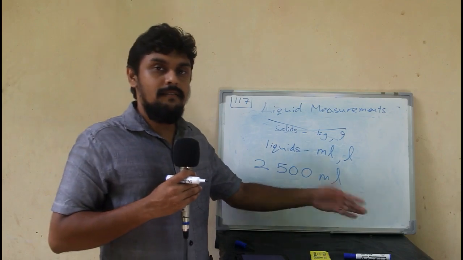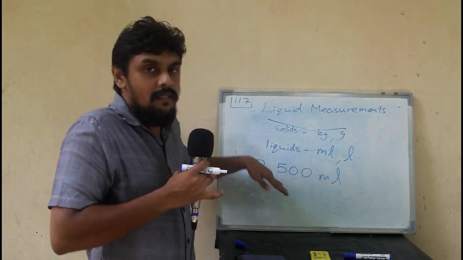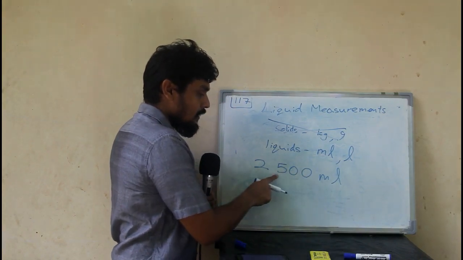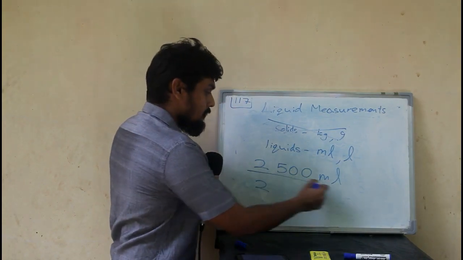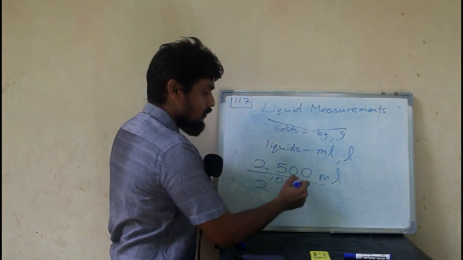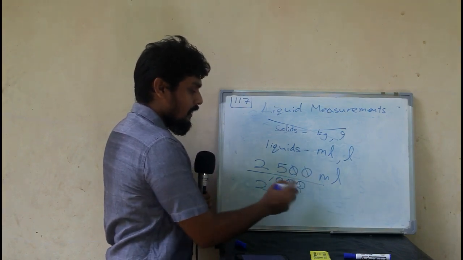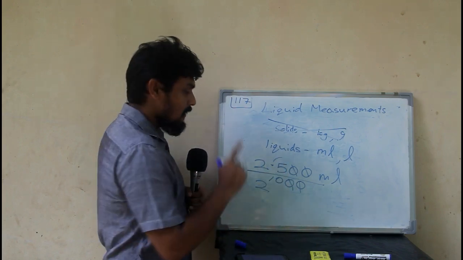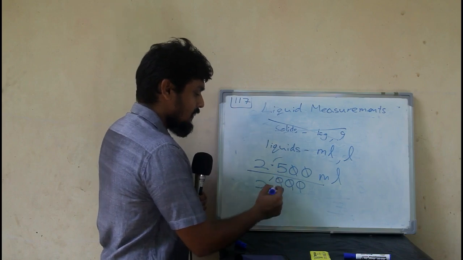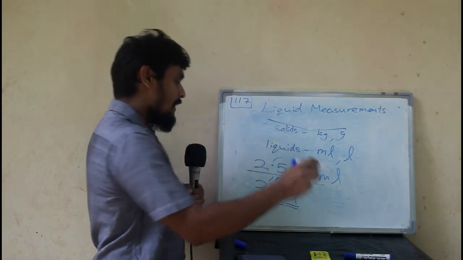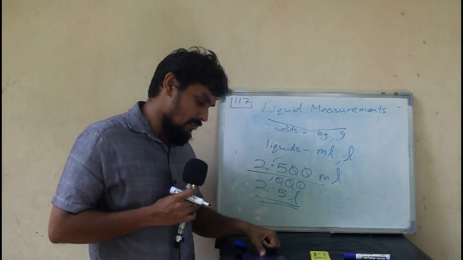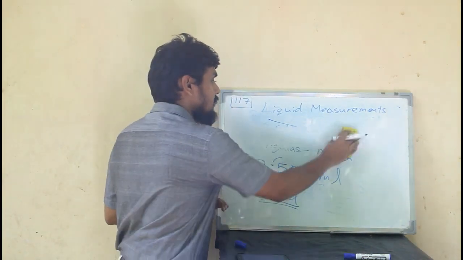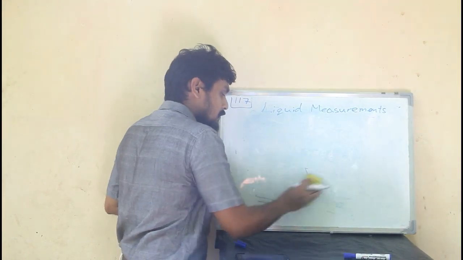If 2500 milliliters equals how many liters, how do we convert it? Yes, the milliliters are divided by 1000. So these zeros are removed and a decimal point is placed, so 2.5 is the answer. We have already discussed this in grades 7 and 8. Here, in grade 9, it is a very important thing you should know.